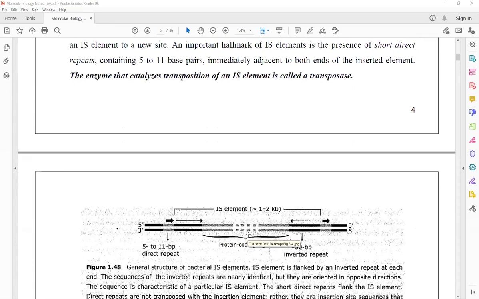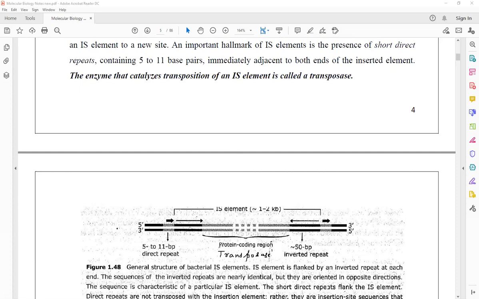This is the protein coding gene, and in the animation we have already discussed that the protein coding part of this IS element is the one that encodes the transposase enzyme. So here we are going to write about the enzyme, and the enzyme is referred to as transposase. Which is the enzyme being involved? The enzyme that is involved is transposase.